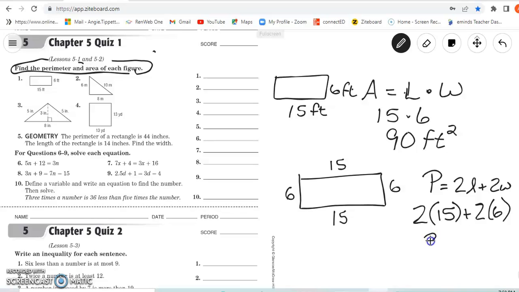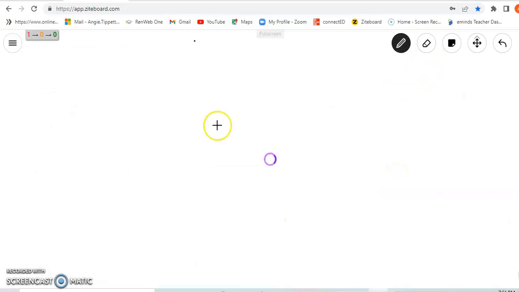2 times 15 is 30. 2 times 6 is 12. 30 plus 12 is 42. That's going to be in feet, not feet squared, because we only added dimensions, right? We didn't multiply the dimensions together, we only added them. So that's going to be simply in feet. Okay? Does that make sense? All right. I'm getting faster at this.